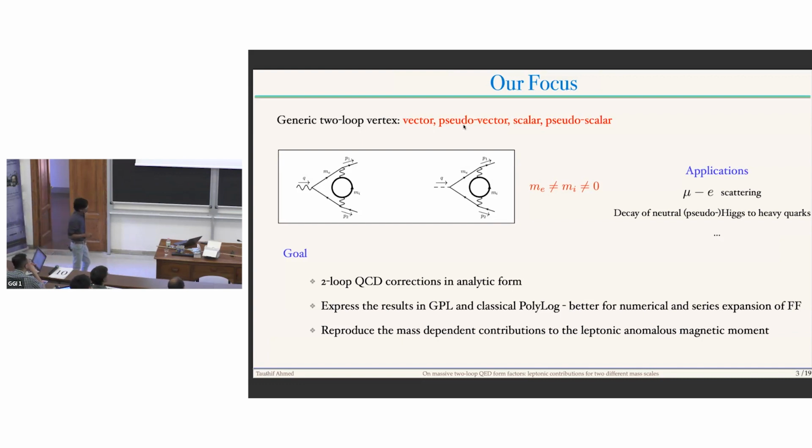So our goal of today's talk would be to look at, sorry, actually this will be QED correction. So the 2-loop QED correction in analytic form. And then we will see that this result can be expressed in terms of Goncharov polylogarithms. One can also express these Goncharov polylogarithms in terms of some classical polylogs as well, which is sometimes efficient for numerical evaluation, or if you want to do some series expansion of the form factor. Although nowadays, you can equally do this numerical evaluation of Goncharov polylogarithms using GiNaC, both are equally good. And we have also tried to check our result by reproducing the mass-dependent contribution of the leptonic anomalous magnetic moment. So these are the goals of today's talk.